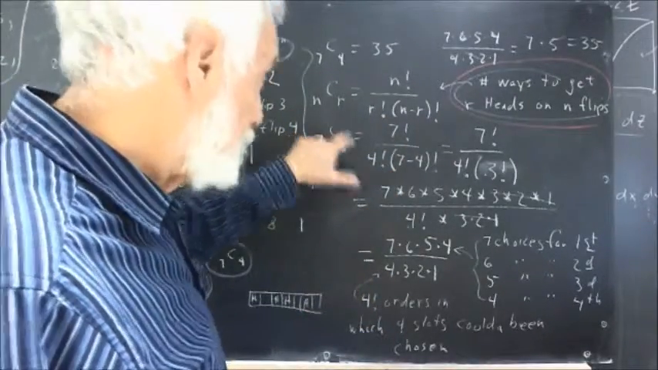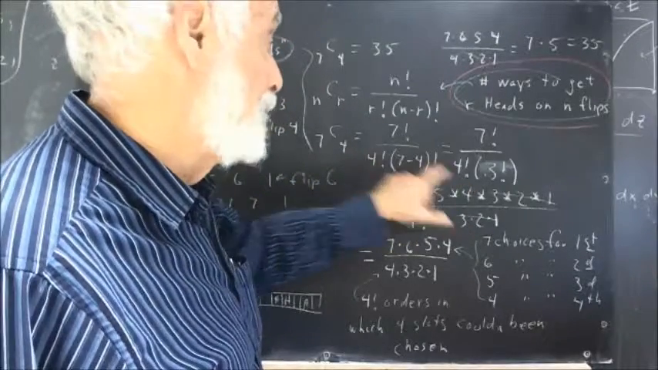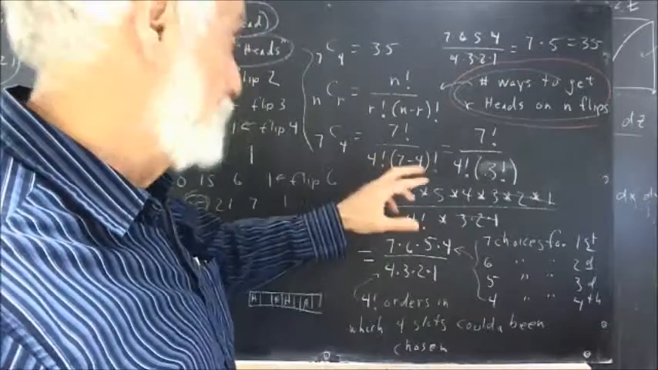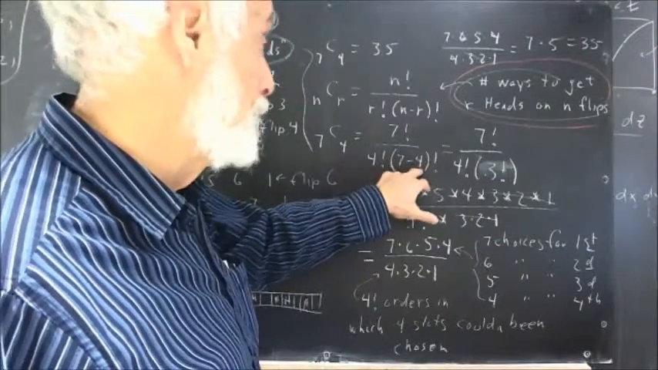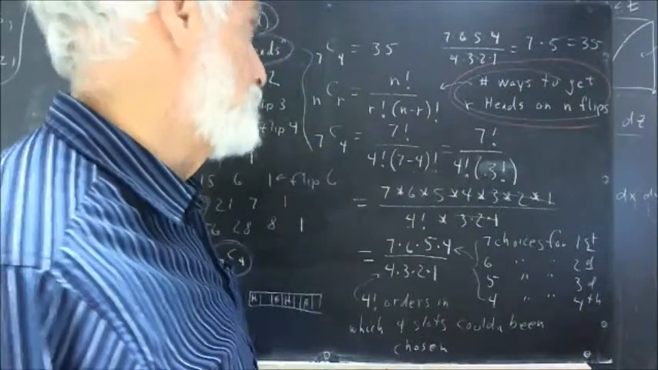So if we apply the definition, this is what we get. We subtract 4 from 7, we get 3, so we have 3 factorial. Also, don't make the mistake of doing 7 factorial minus 4 factorial. Factorial doesn't distribute over subtraction.